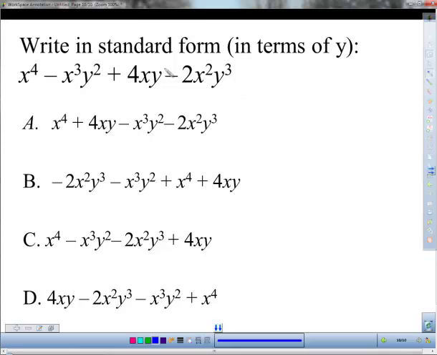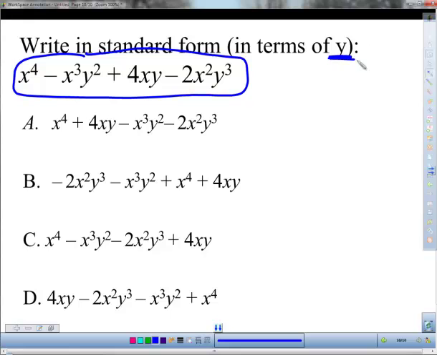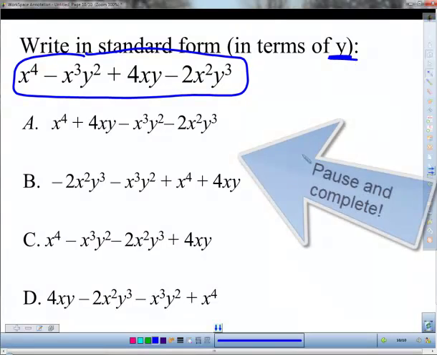Go ahead and write this polynomial in standard form in terms of y. So base your standard form and your degree on the y variable. Figure out what your answer is and show all of your work.